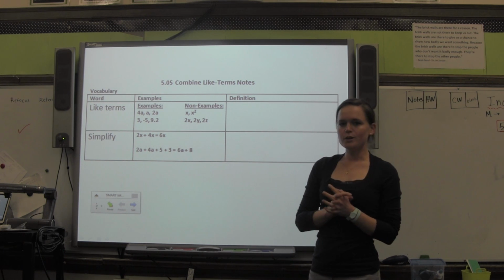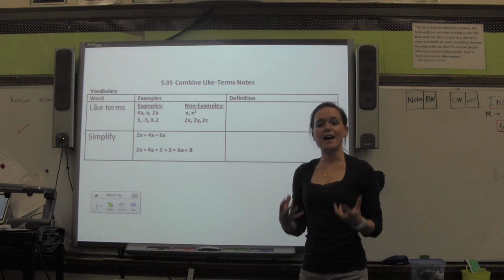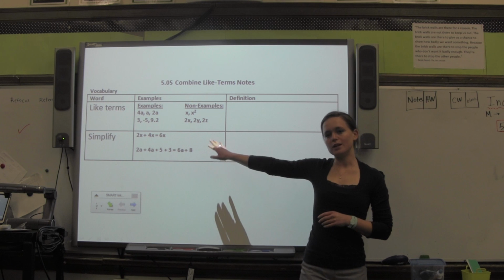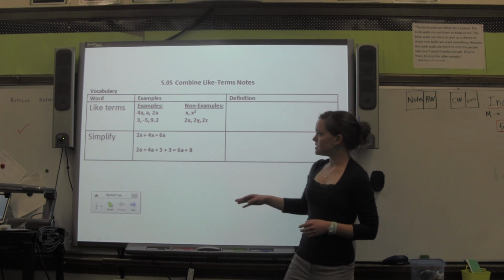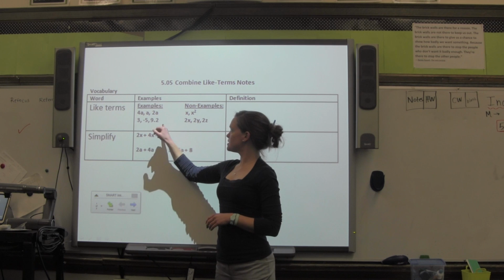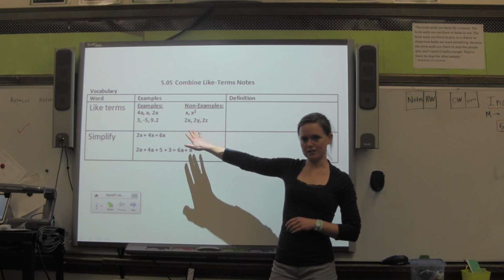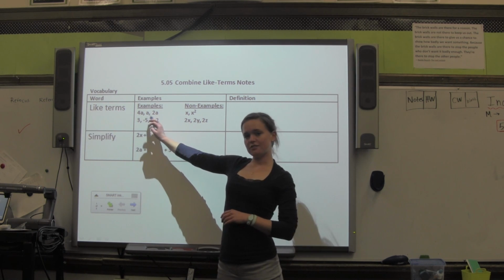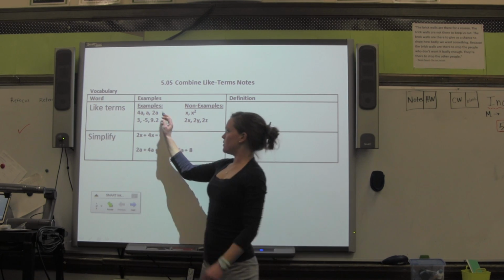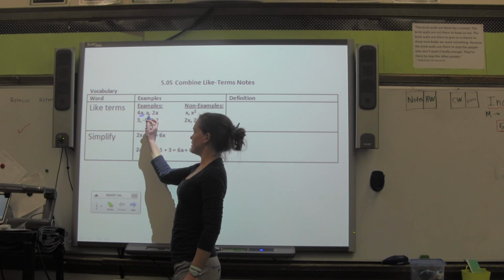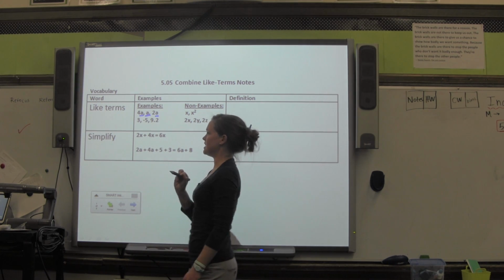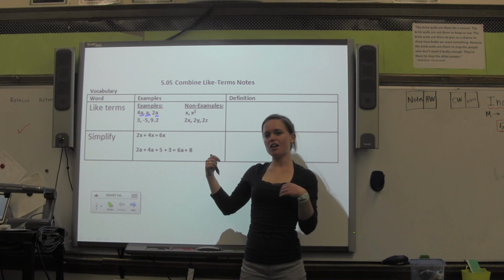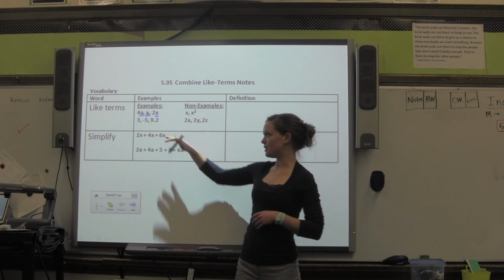All right, so you already talked about like terms and about why we combine them, which is what we're trying to do today. So first I want to talk about exactly what like terms are. On your notes, you have some examples of like terms and some non-examples of like terms. Like terms are things that have the same variable part. In this example, all of these are like terms because they all have an A. All of these numbers are like terms because they all have no variable part. They're called constants.